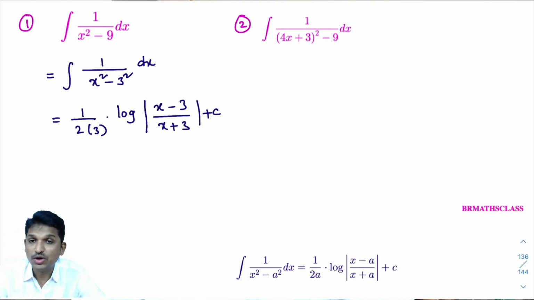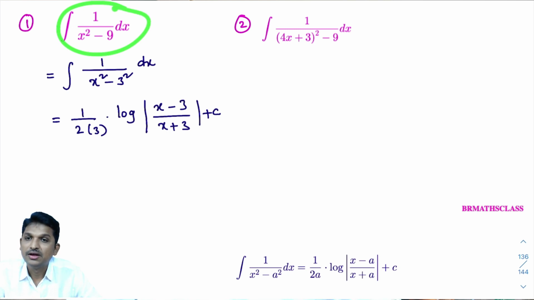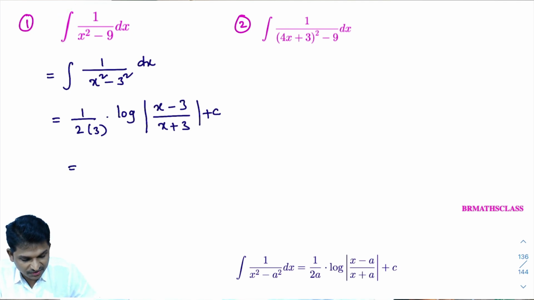I hope you understand this. So, integral of 1 divided by x square minus 9 dx is 1 by 6. I can simplify here: 1 divided by 2 into 3 is 6. 1 by 6 into log mod x minus 3 divided by x plus 3 plus c.